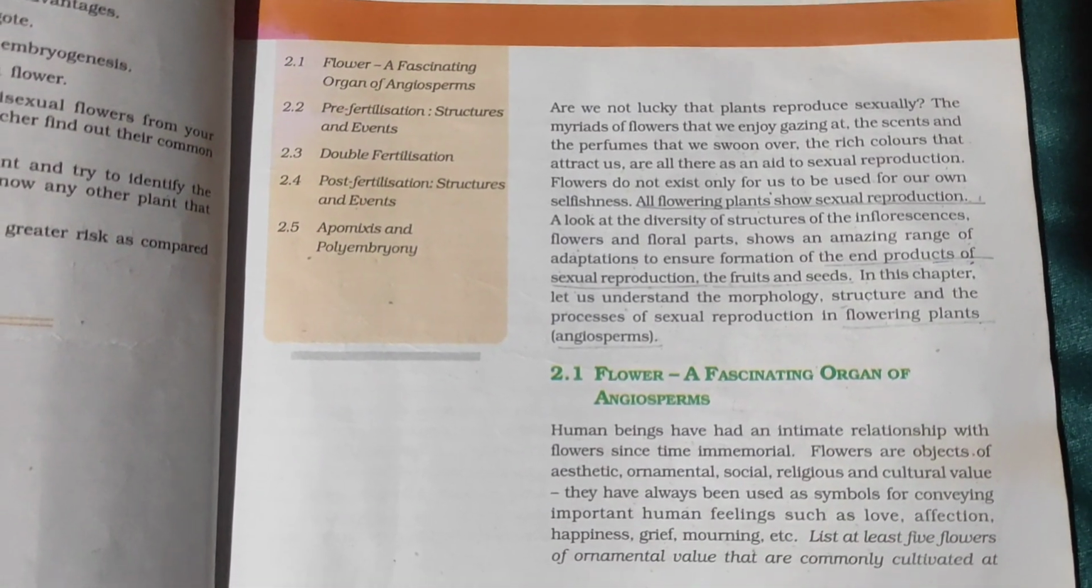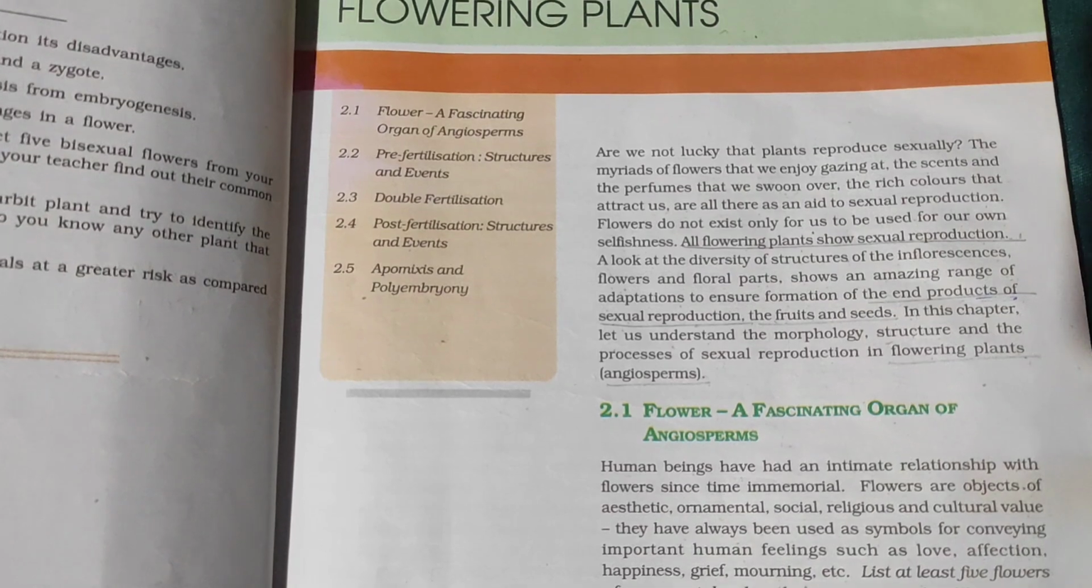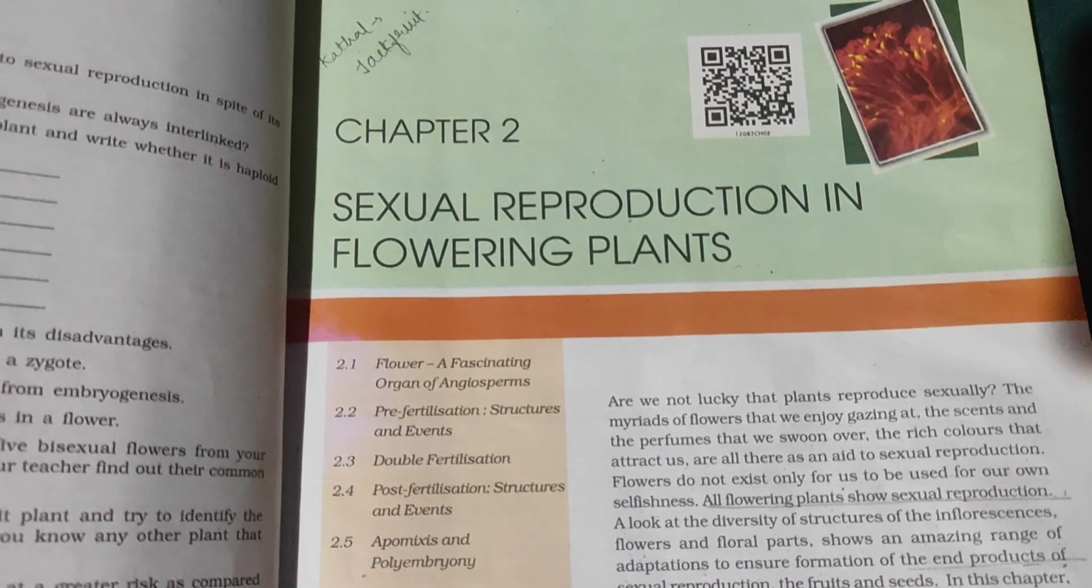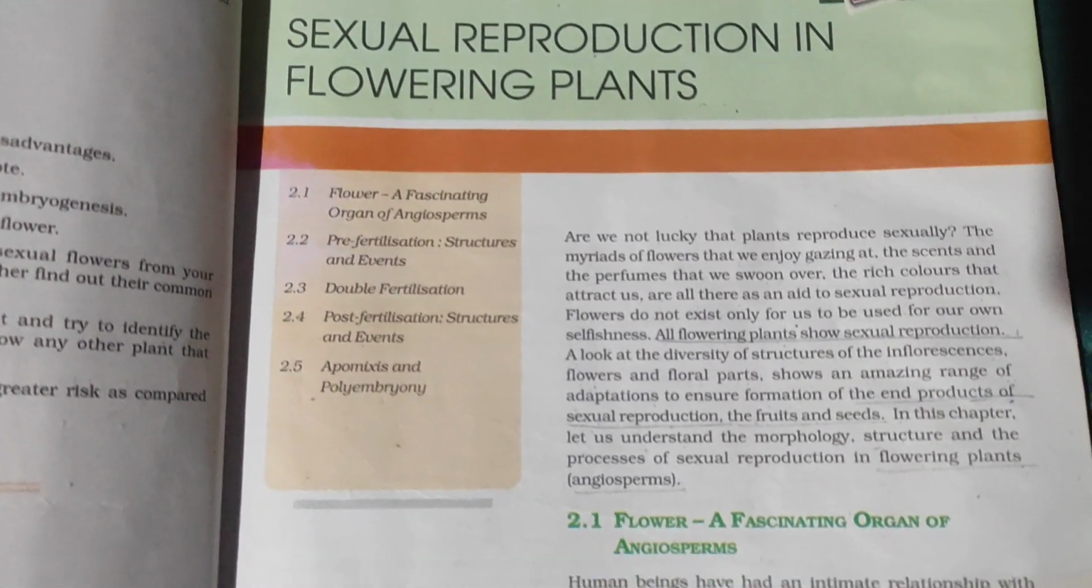Megasporogenesis. The process of formation of megaspore from the megaspore mother cell is called megasporogenesis. Ovules generally differentiate a single megaspore mother cell in the micropylar region.